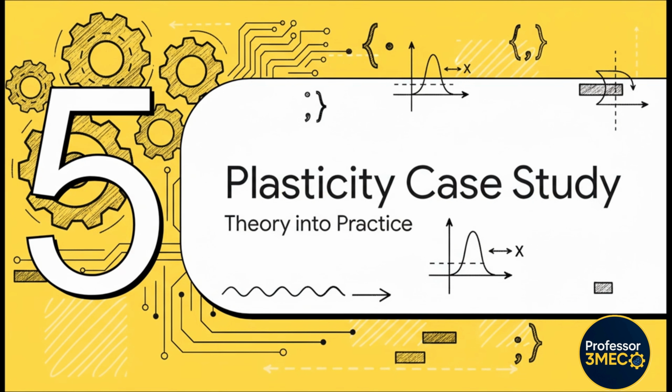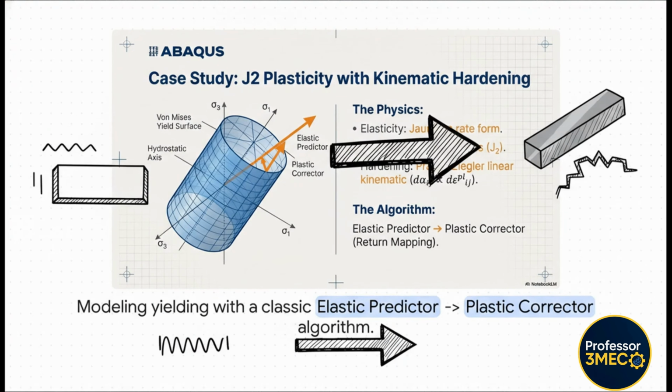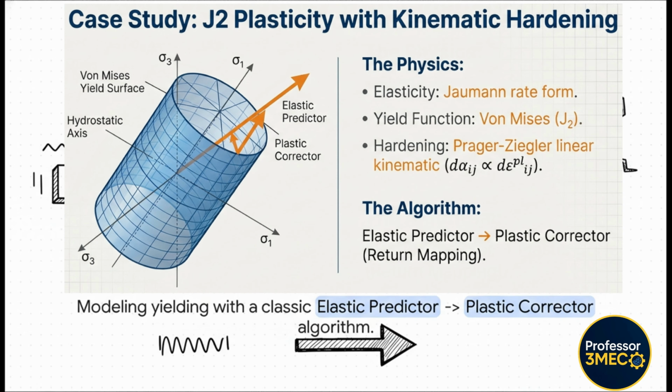Okay, enough theory. Let's see how all these concepts actually come together in a real practical example. We're going to code up a classic J2 plasticity model. The physics here is based on the standard von Mises yield surface, and the algorithm we'll use is a classic two-step dance called return mapping. It involves an elastic predictor step followed by a plastic corrector step.